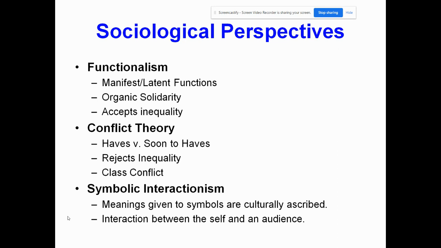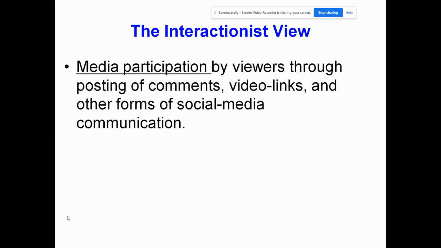The symbolic interactionists, these are, again, individuals like Erving Goffman and George Herbert Mead. When we looked at the concept of the self, the meanings that we give to our symbols are culturally ascribed. So you may remember when we were in the classroom, we talked about different symbols that you would see on the road, hand gestures that people might give to one another, how it might mean one thing in one culture, but something completely different in another culture. And remember that there is this idea of impression management. There's an interaction between the self and an audience.